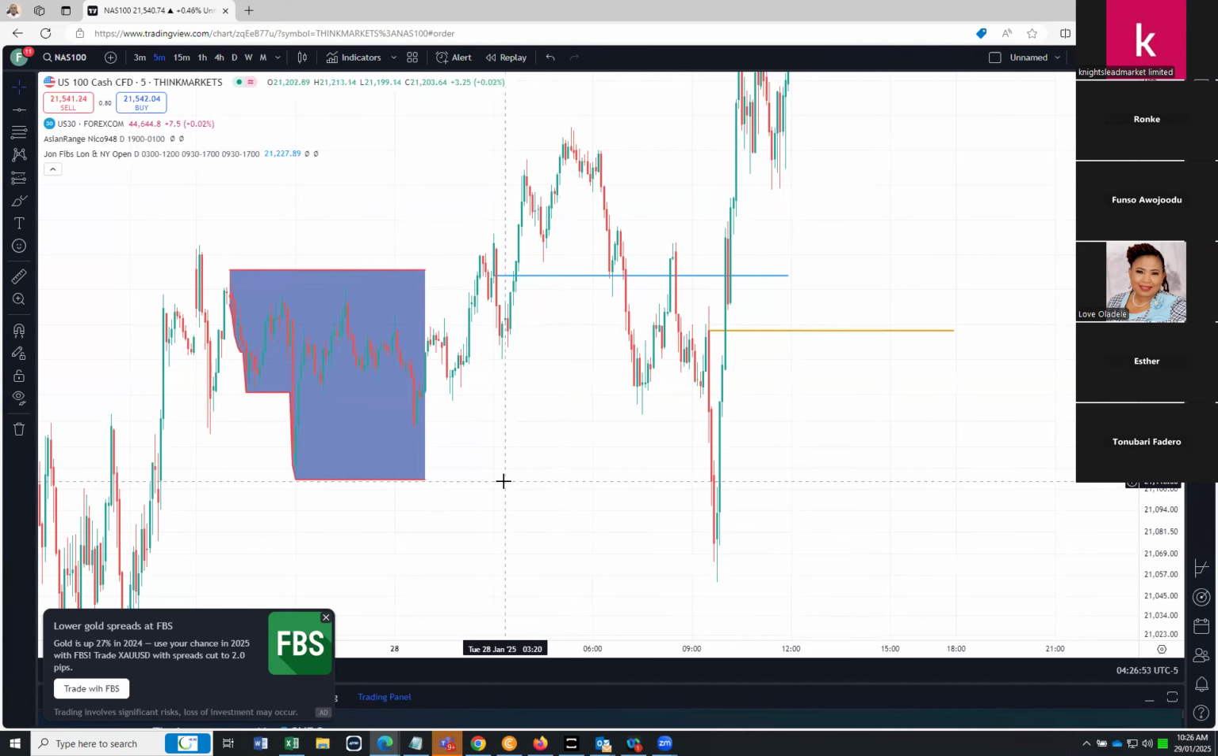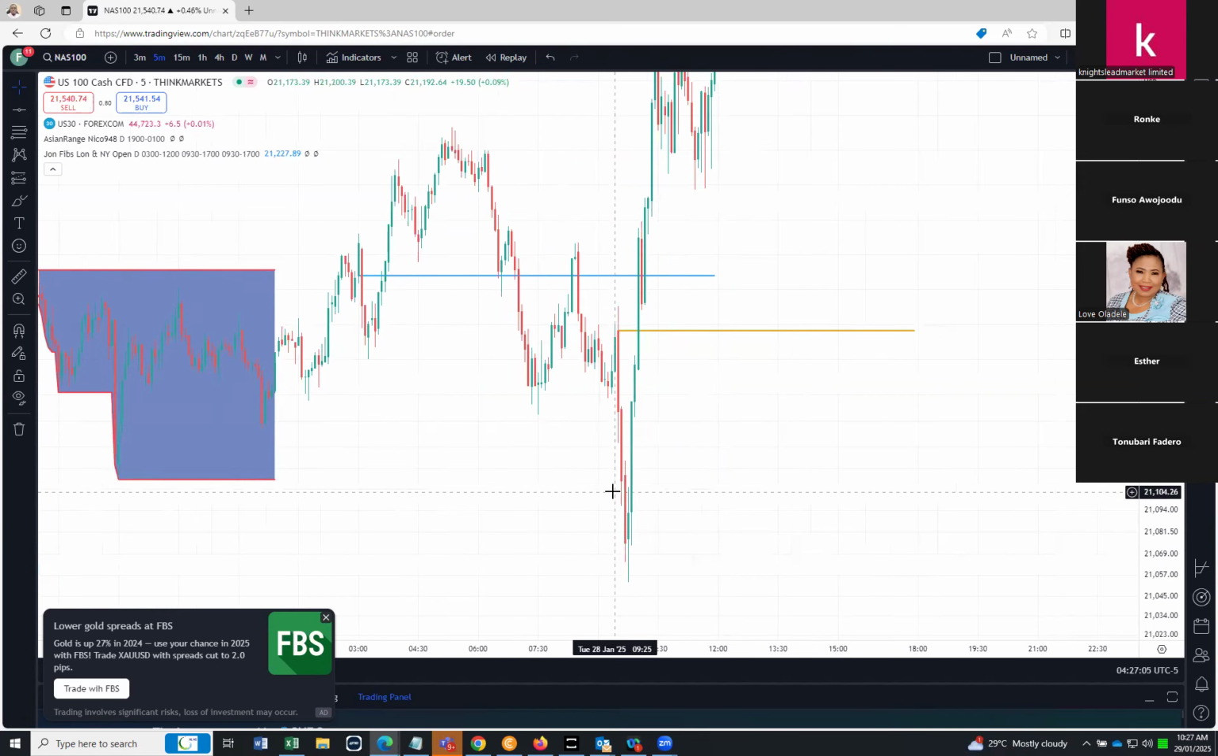So if you had traded the New York session, you probably might have gotten an opportunity here, but it was not very much before it reversed back again. So there are two strategies.